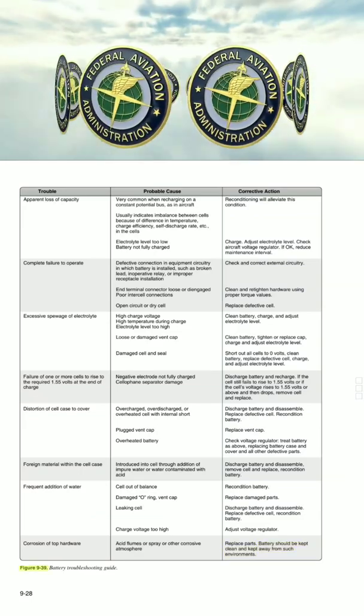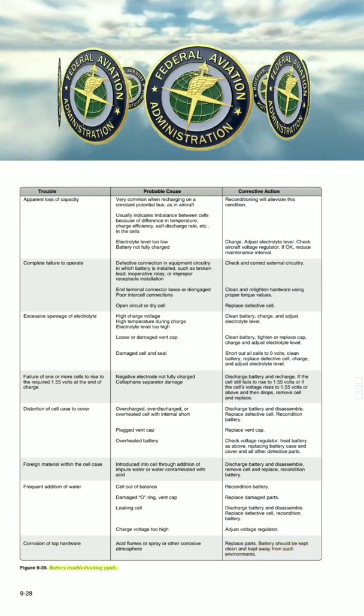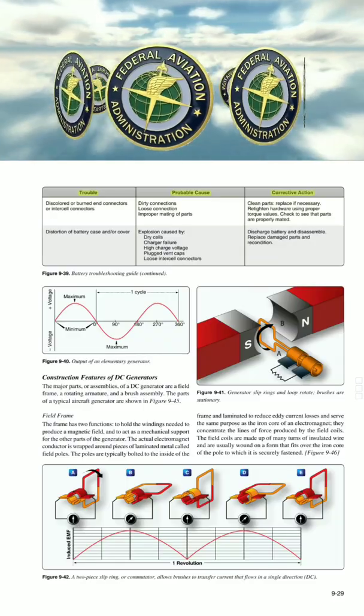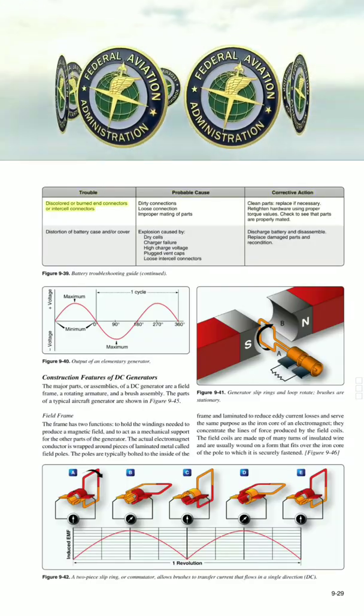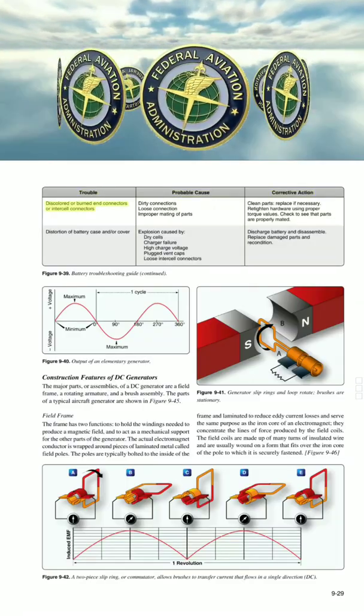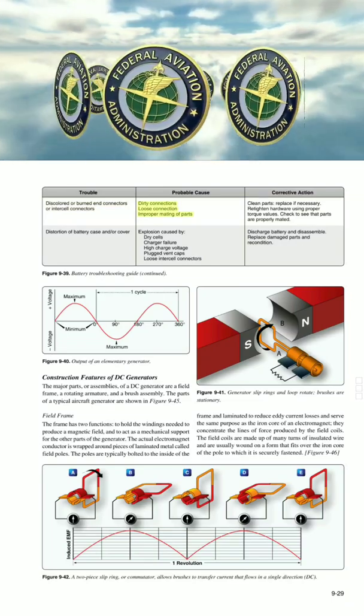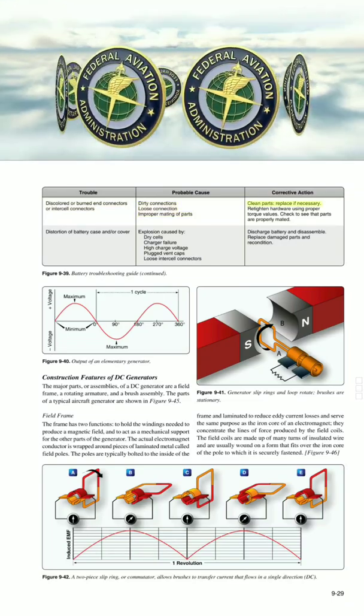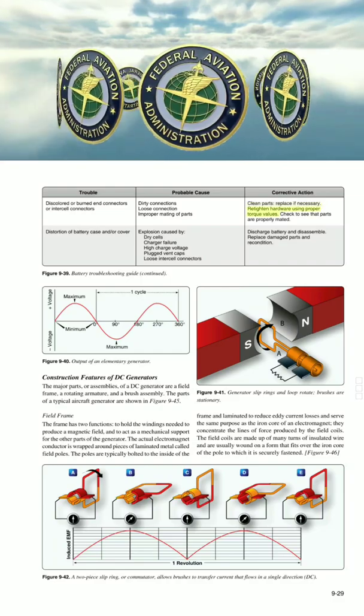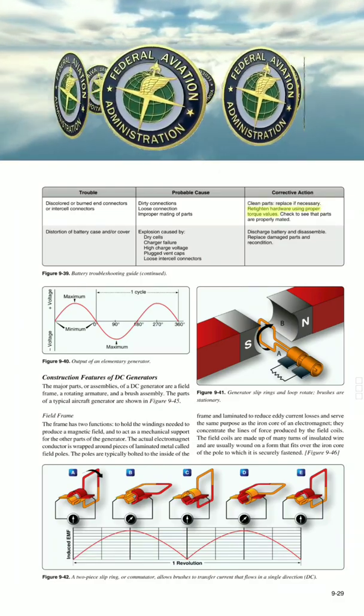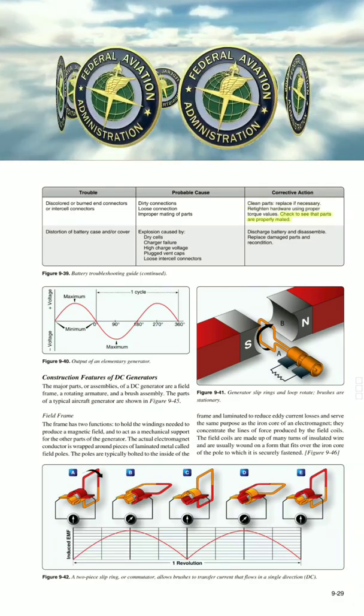Figure 9-39. Battery troubleshooting guide. Trouble, probable cause, corrective action. Discolored or burned end connectors or intercell connectors: dirty connections, loose connection, improper mating of parts. Clean parts. Replace if necessary. Retighten hardware using proper torque values. Check to see that parts are properly mated.